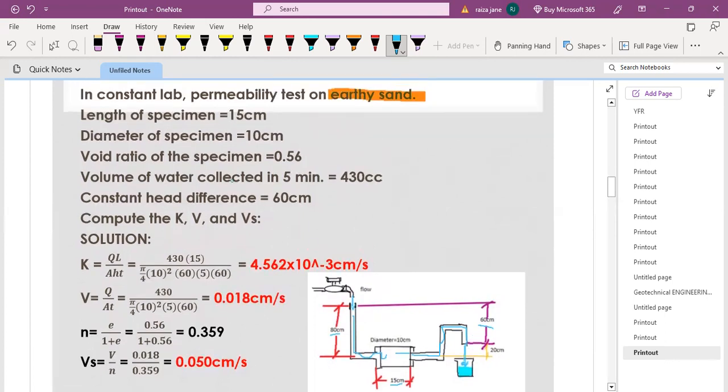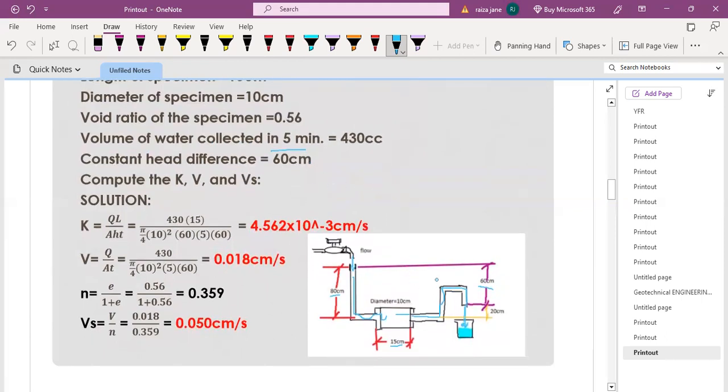So, just repeat the data in here. The length of specimen will be 15 centimeter. The diameter of specimen is equal to 10 centimeter. The void ratio of the specimen will be 0.56. Volume of water collected in 5 minutes.